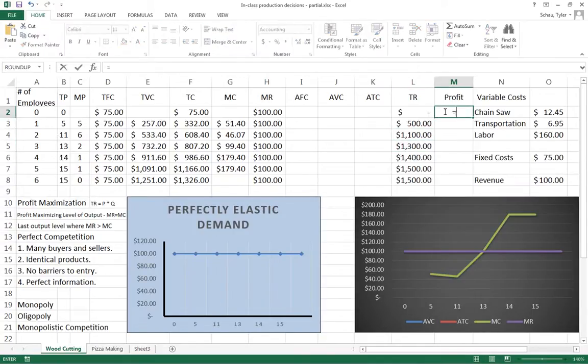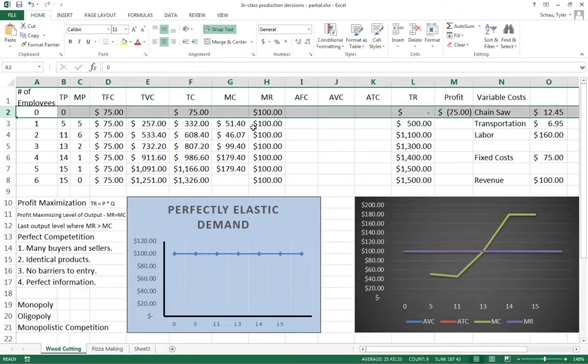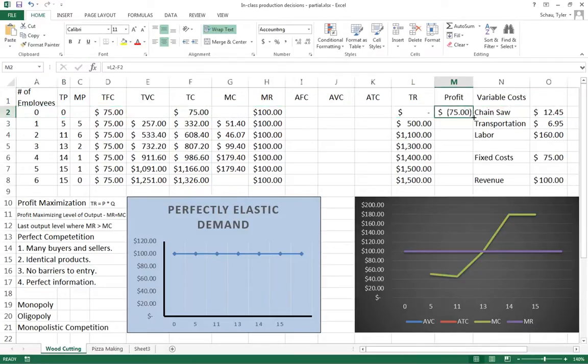Profit, then, we're going to take total revenue, we're going to subtract out total cost. And so when we don't produce anything, don't hire anyone, we lose $75 a day. We hire one employee, we're going to pick up $168 a day. If we hire a second employee, we're going to pick up $491.60 per day. And that's because of that big gap between marginal revenue and marginal cost, plus the fact that we bore the fixed costs in this, so we don't have to worry about fixed costs here.